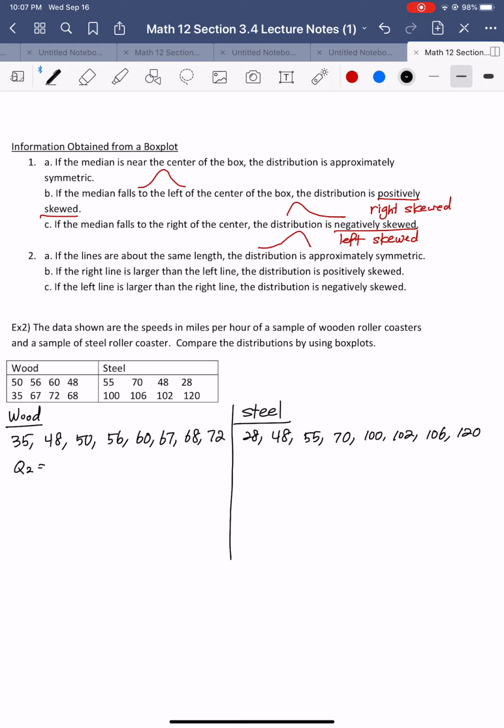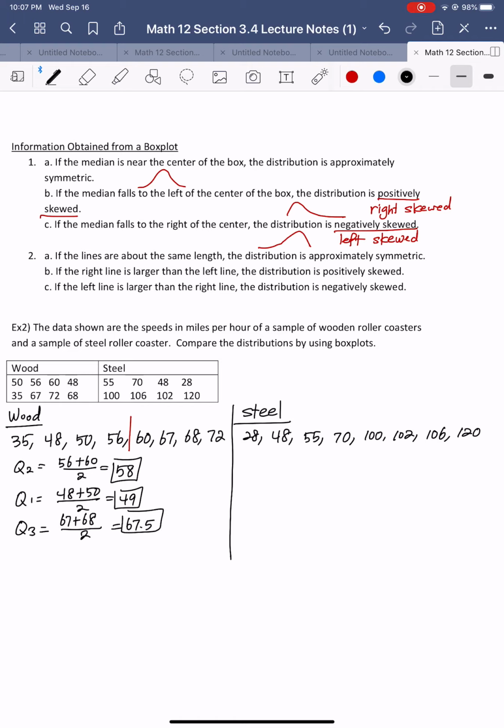Okay, so for Q2, which is the median, there are 8 numbers, so you use 56 and 60 and divide by 2, so Q2 is 58. Then for Q1, you divide into halves, and there are 2 middle numbers in the lower half: Q1 is 48 plus 50 divided by 2, which is 49. Q3 is the upper half: 67 plus 68 over 2, which is 67.5.